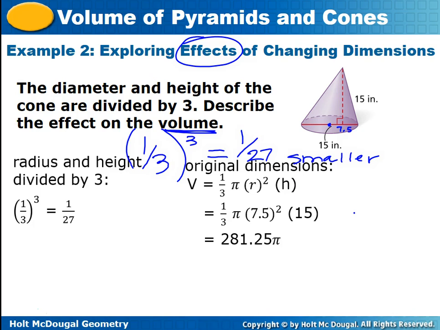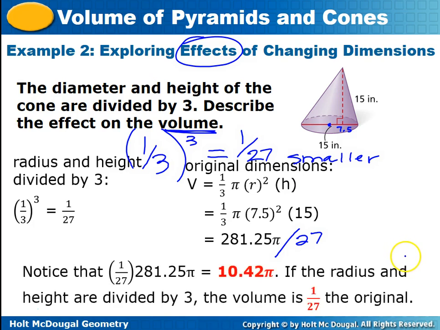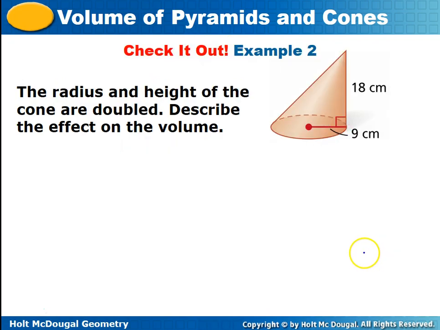So if we find the original volume, then what we can do with that is we can actually just divide that number by 27, and that will give us the volume of the new shape. So when we do that, remember, multiplying by 1 over 27 is the same as dividing by 27. So that gives us 10.42 pi. So the effect is that it's 1/27th of the original, and the actual new volume would be 10.42 pi because we divided the original volume by 27. So let's look at this next one.